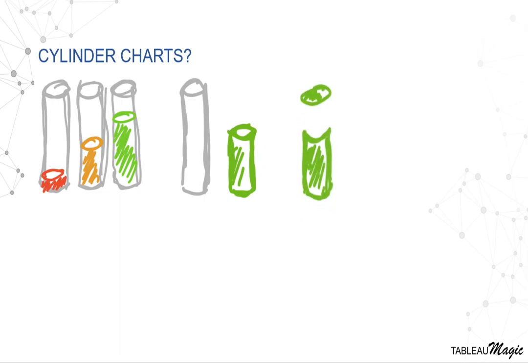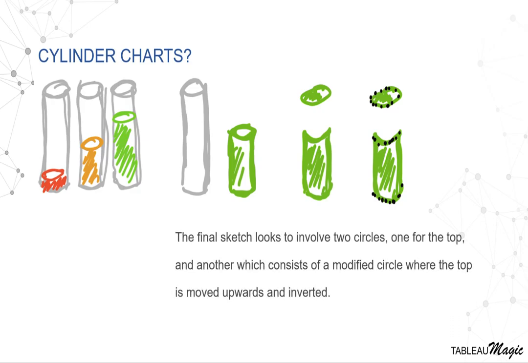The individual cylinders are made up of two constituent parts. If you really think about it, they are literally a circle at the top and a modified circle at the bottom, where the bottom half of the circle is as is, and then we just lift it up and draw it at a different height. So in essence, the following. I've added dots to represent our circles because, as you know, I love circles. So yes, the final sketch looks like two circles, one for the top and another one which consists of a modified circle where the top is moved upwards and inverted.